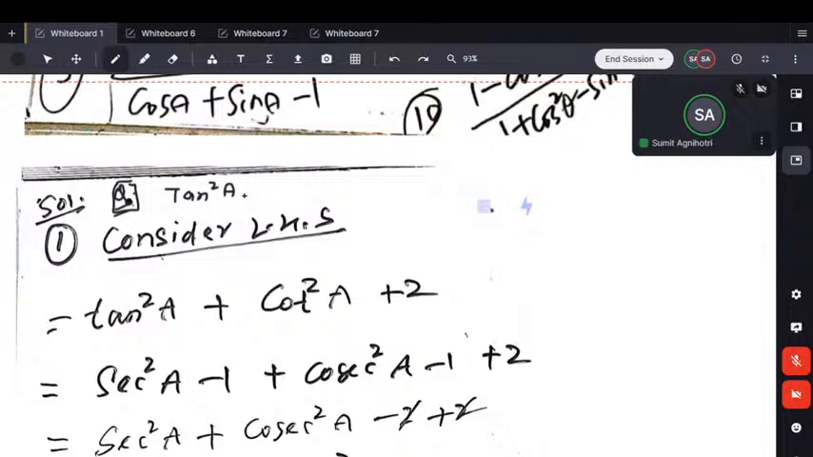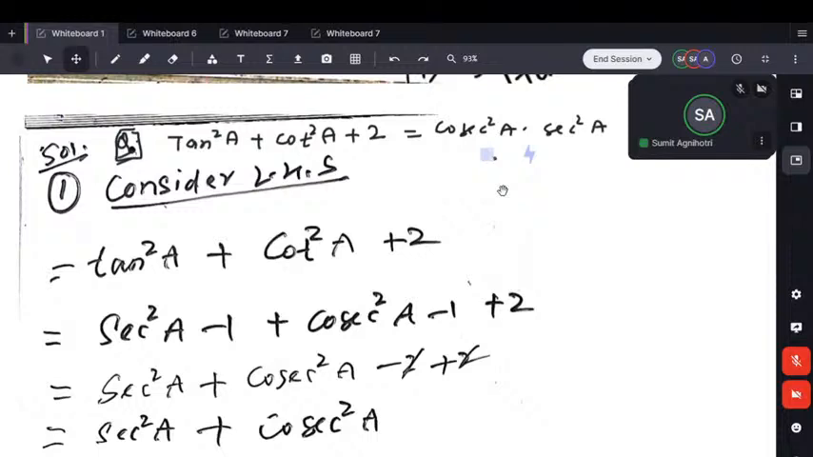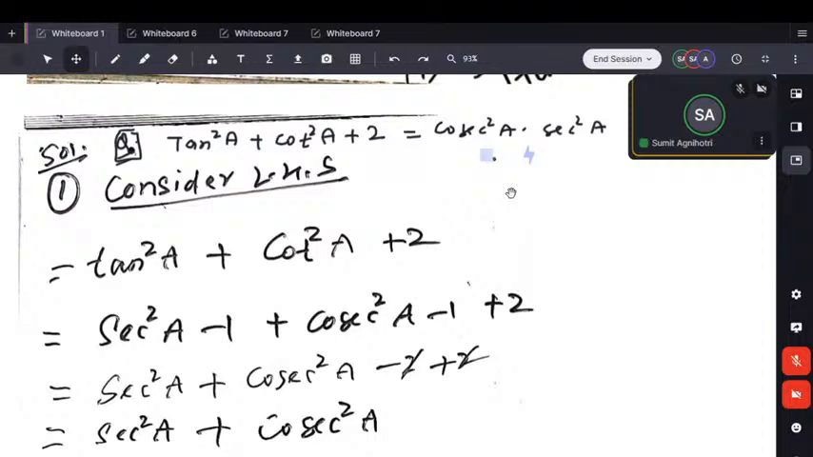What we do in such questions, the first thing is we should have identities in our memory. This is the first thing to follow. If we don't remember identities, then we can't understand the approach. This is your LHS that you have.